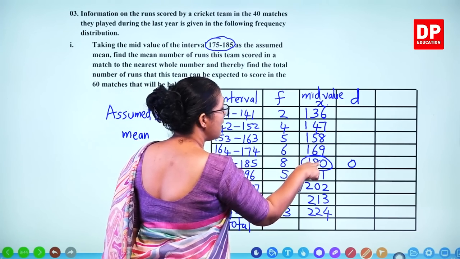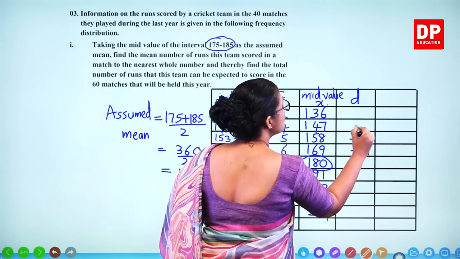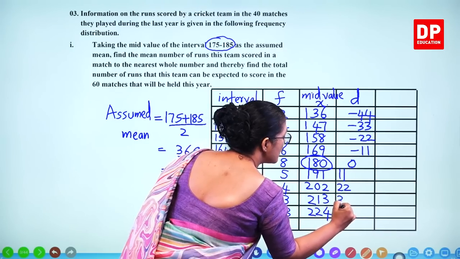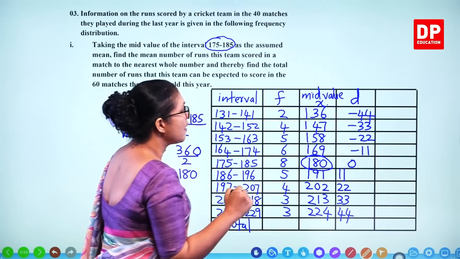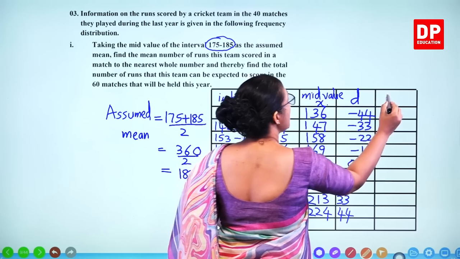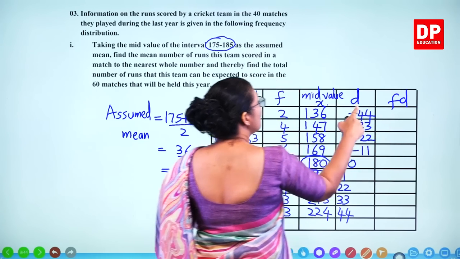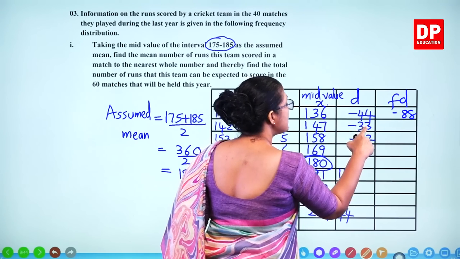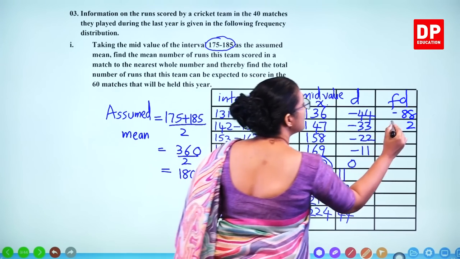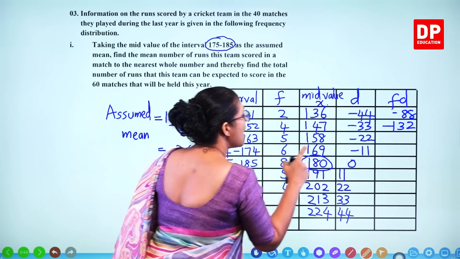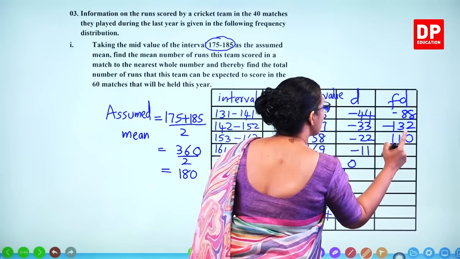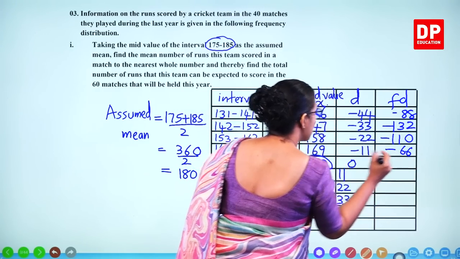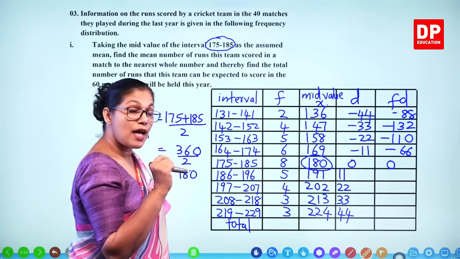So the difference is minus 11, minus 22, minus 33 and minus 44. Here 11, 22, 33 and 44. And we need to find the multiplication, f times d, frequency and the deviation. 2 times minus 44, minus 88. 4 times 33, 132, that's minus. 5 times 22, 110, minus. 6 times 11, minus 66. And here you get 0 and all the other values are positive.